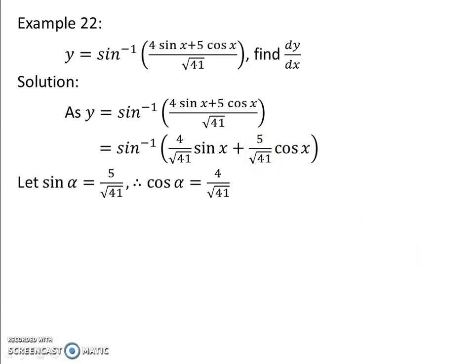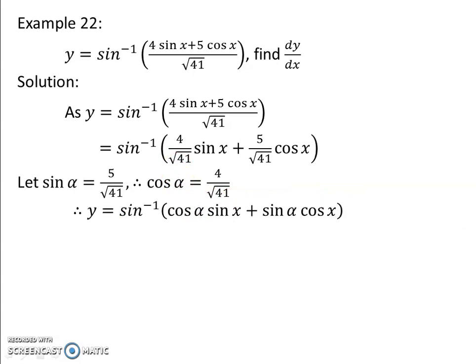Therefore we know the relation of cos and sin: cos alpha is under root of 1 minus sin square alpha. Putting in the value of sin square alpha, 1 minus 25 upon 41 will give you 16 upon 41, and the root of 16 upon 41 is 4 upon root 41. Therefore cos alpha will give you 4 upon root 41.